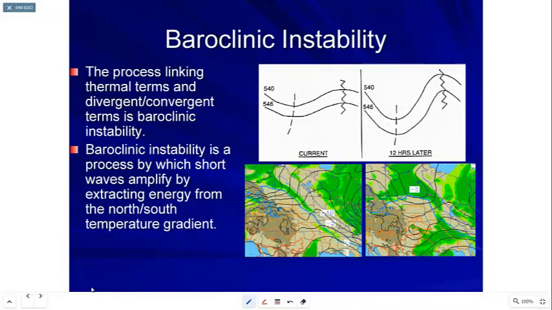The process linking thermal terms and divergent convergent terms is baroclinic instability. The situation that we see here on the right is we have a wave coming off the leeward side of the Rocky Mountains, and we do have warm air advection out ahead of it, and we do have some cold air advection that's sneaking in on the back side. Over time, due to the baroclinic instability, the wave did amplify. Note we have a much better looking short wave 12 hours later than we did 12 hours earlier.